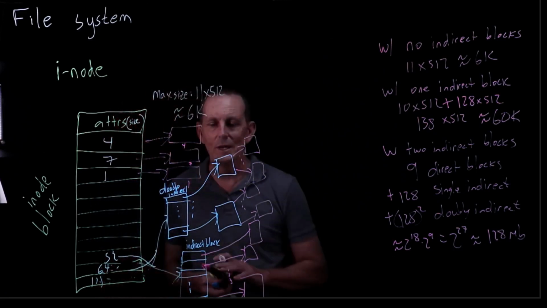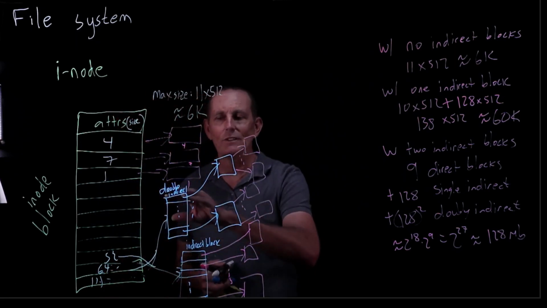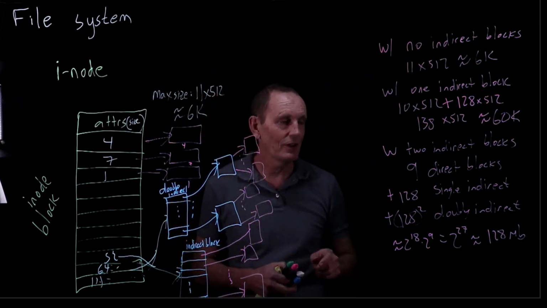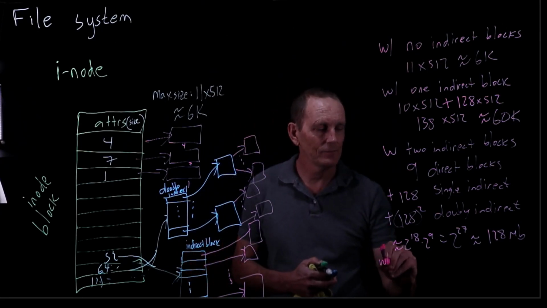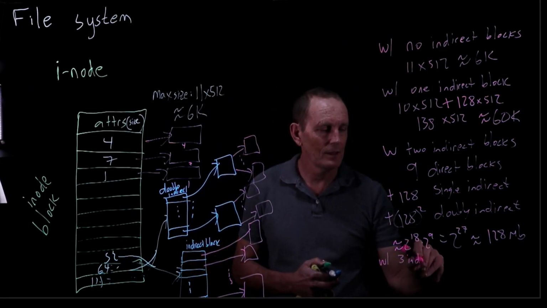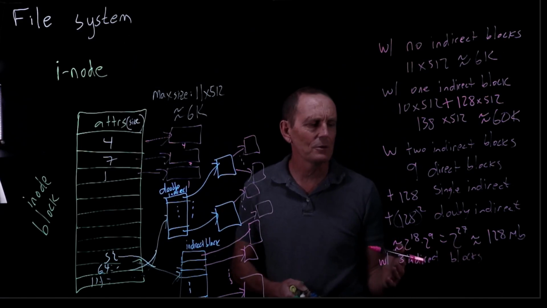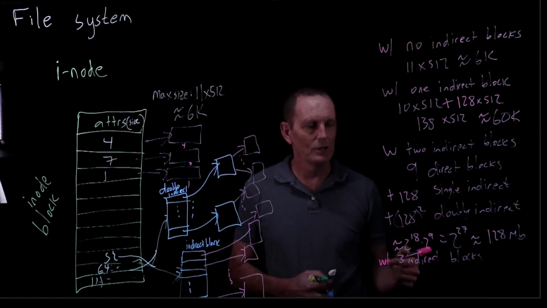So the triply indirect basically has 3 levels of indirection. We have a triply indirect block that points to a bunch of doubly indirect blocks. Those point to a bunch of singly indirect blocks, and those then point to the final ones. And so for triply indirect blocks, we have 1 single, 1 double, and 1 triple.